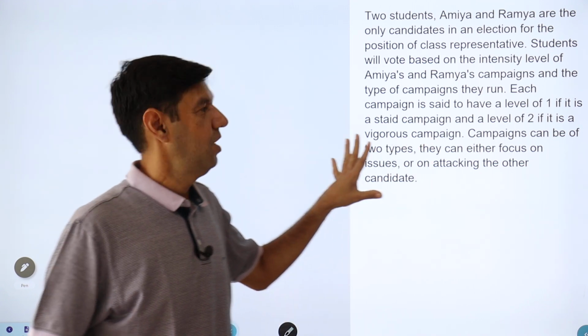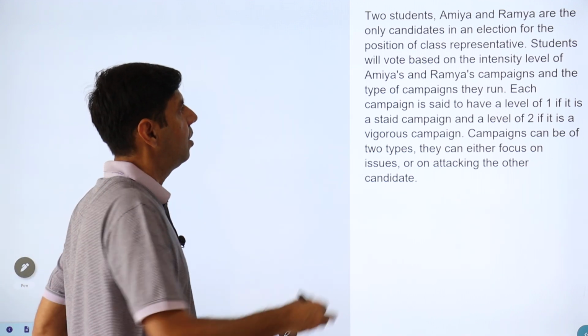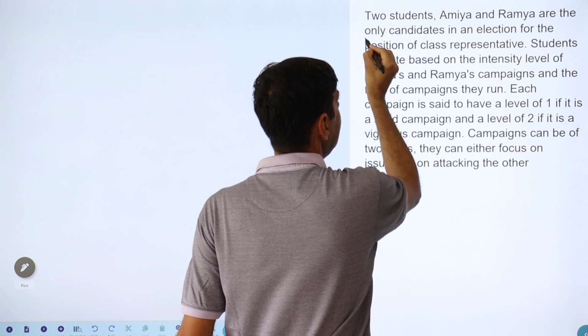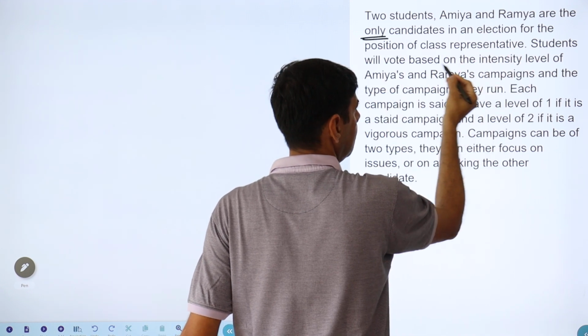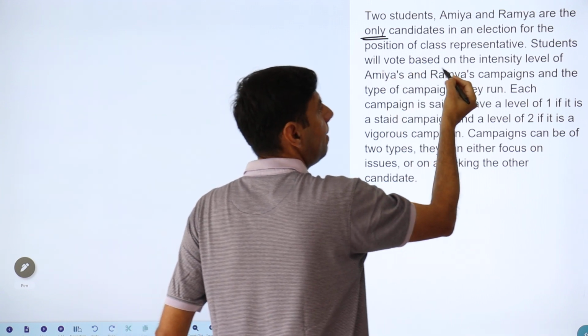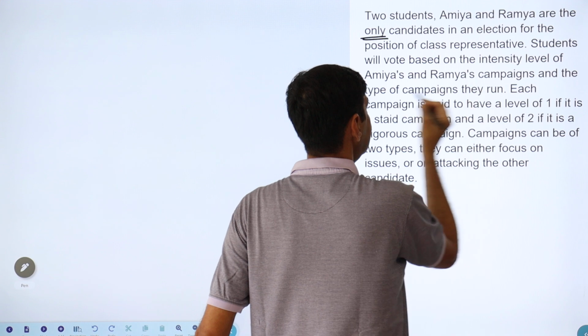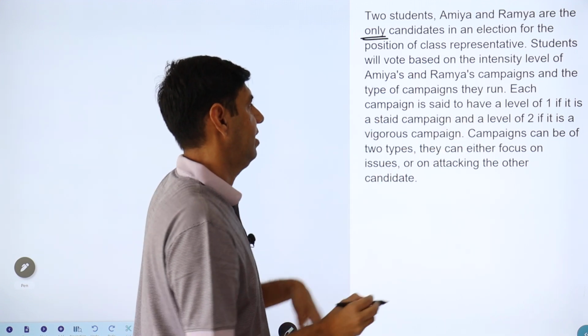An interesting set. You will learn how to represent the data in some great ways. So we have two students, Amiya and Ramya, A and R, the only candidates; there's no one else for the position of CR. Students will both vote based on intensity level and the type of campaign. So you might need to read this a little slowly to understand.